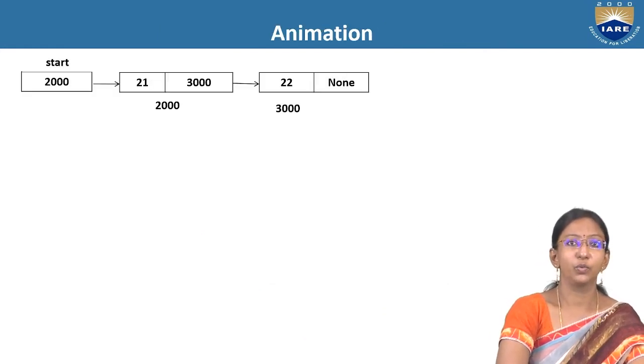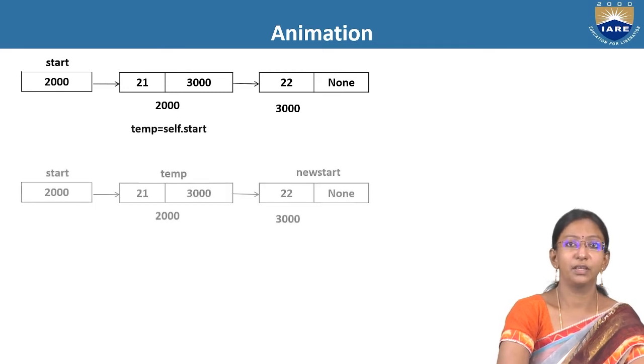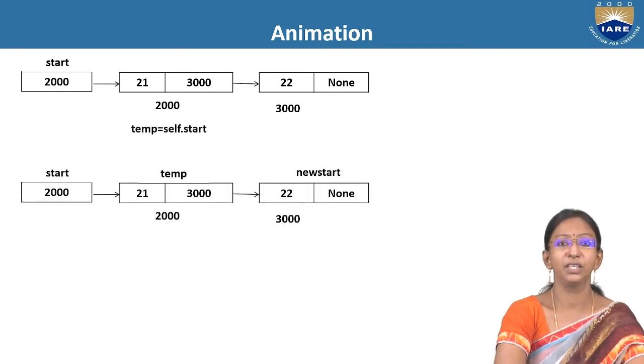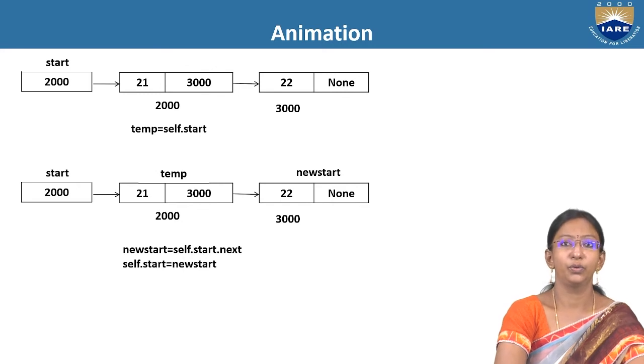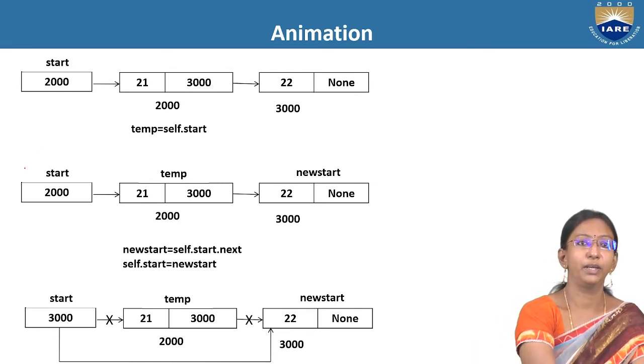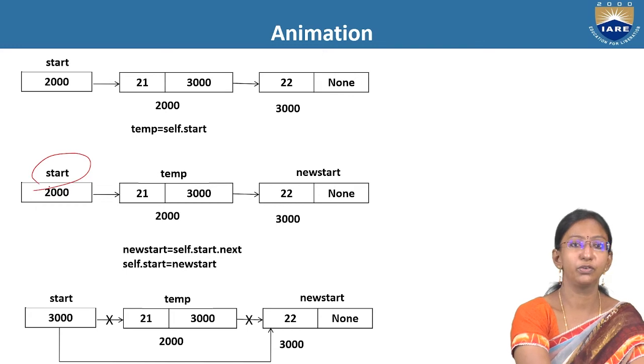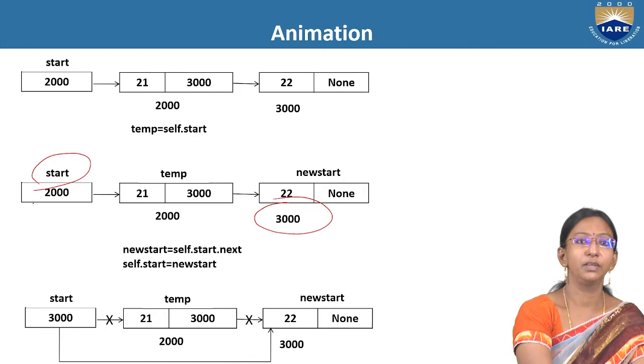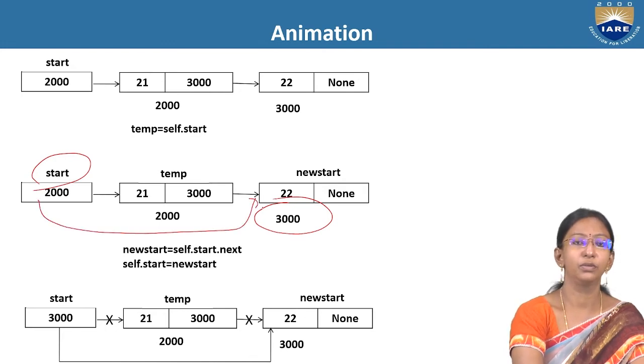So here the list is 21 and 22. Now I want to remove the element 21. So I'm making the first element temporary and temporary next the new start. That is the second one, right? Once I do that, I'll fill the start pointer, which is supposed to hold the address of the first node, with the address of the new start, 3000. Now start will be pointing to the new start, right? I overwrite 2000 with 3000.